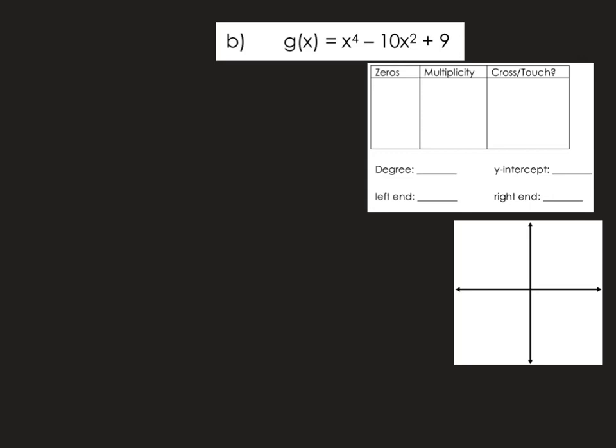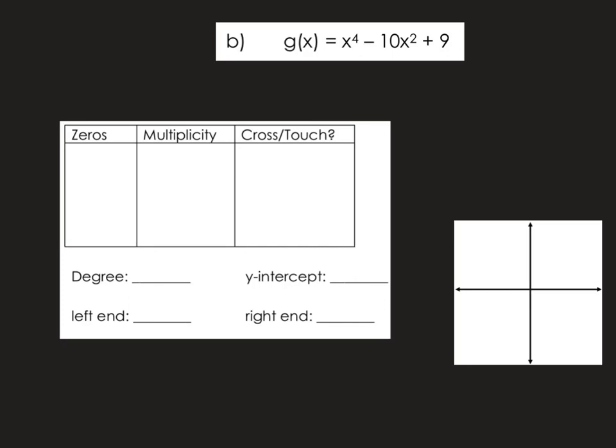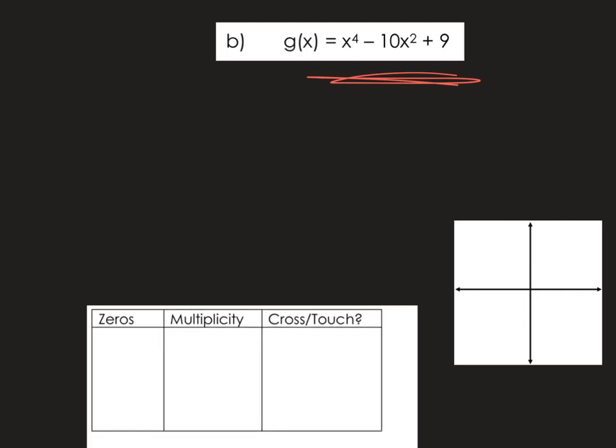On this one, again, talking about the multiplicities, yada, yada, yada. But what do we notice? Hey, this guy's not in factored form. So we're going to have to do some synthetic division. And just a little heads up on the synthetic division: there's some pieces missing. So I know I have a 1 for the x to the 4th. There's no x to the 3rd. There's a negative 10 for the x squared. There's no x. And then there's 9, right?